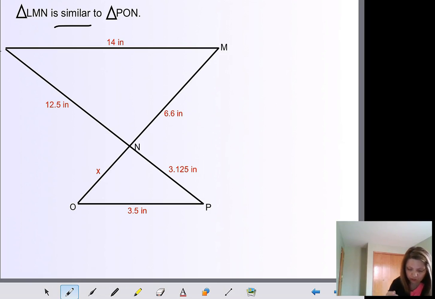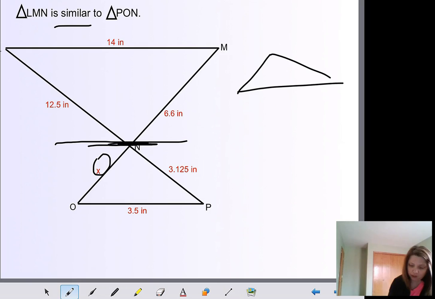So we have given x, and if I have separated those two triangles, let's say this is the separation line, which one of those two sides do you think will be the similar one? So if I turn around this triangle, this is what we're going to have. We're going to have 14 here, 6.6 here, 12.5 over here. So which one of those will be the similar side?